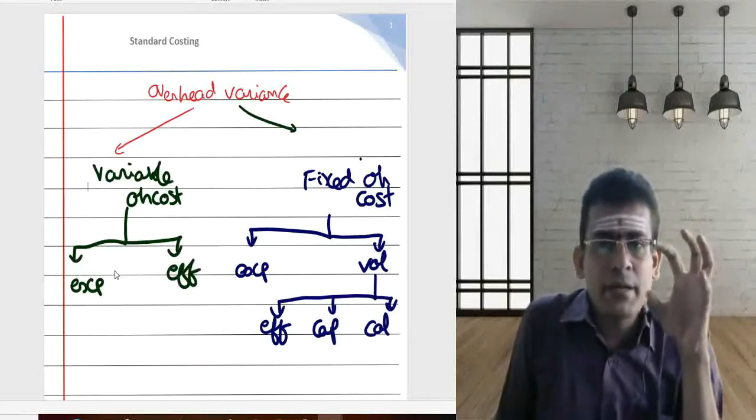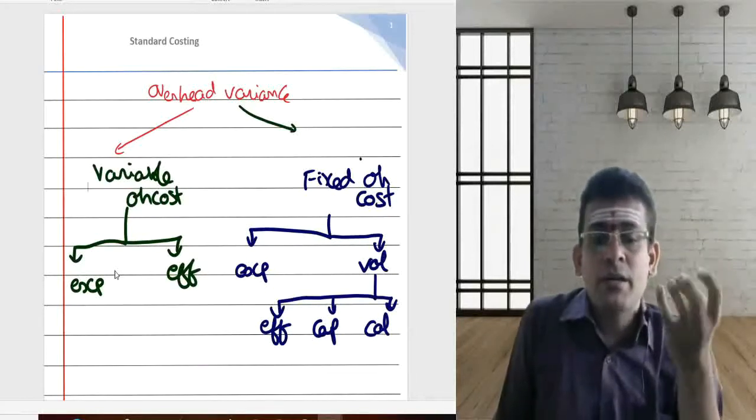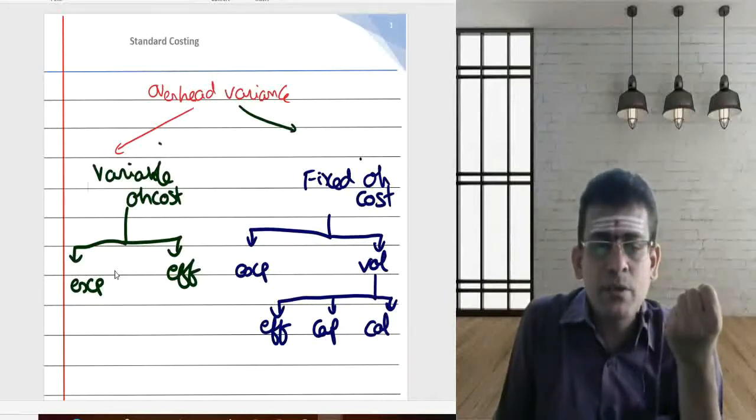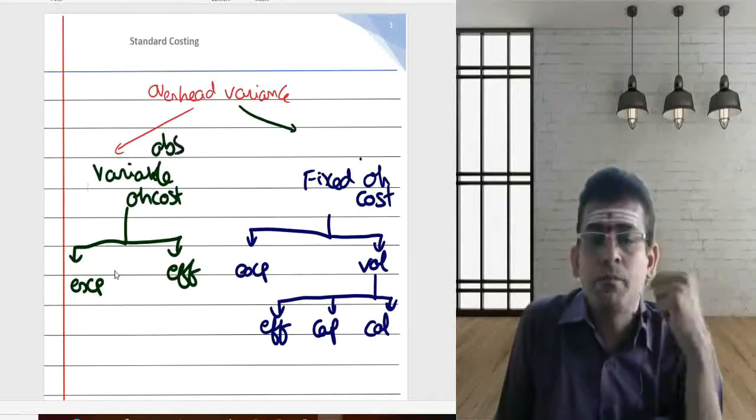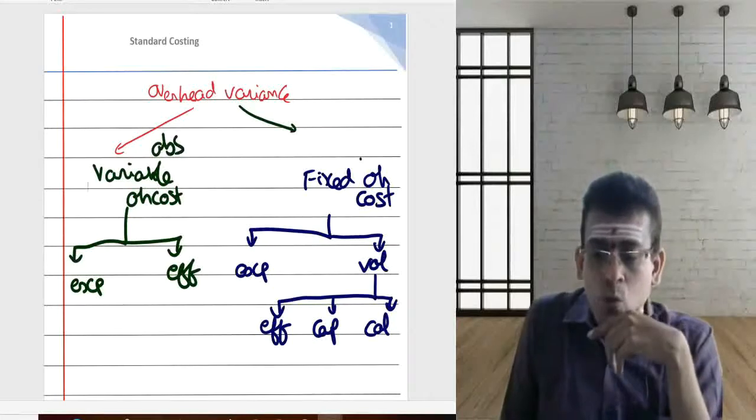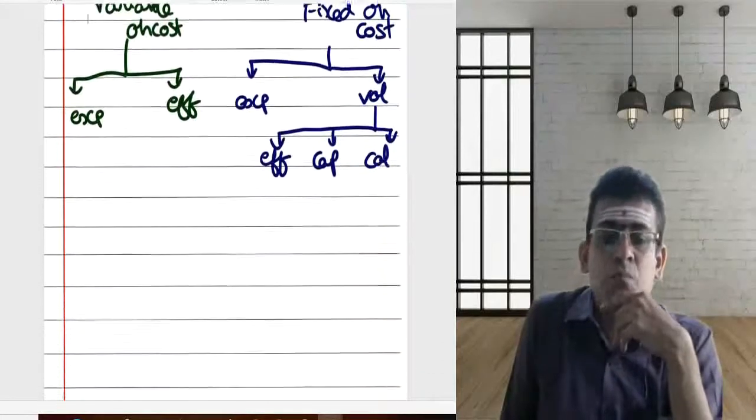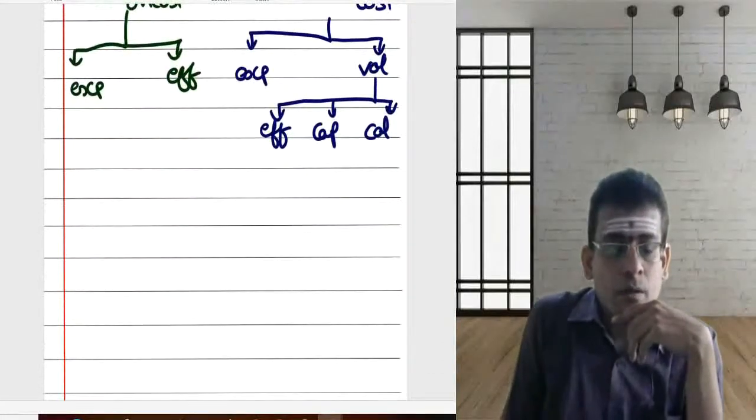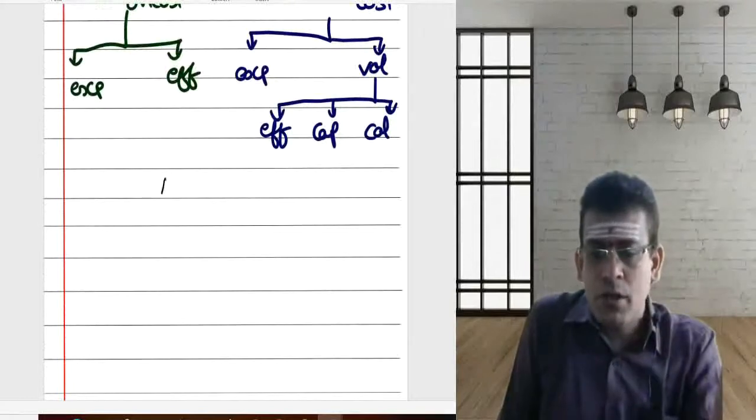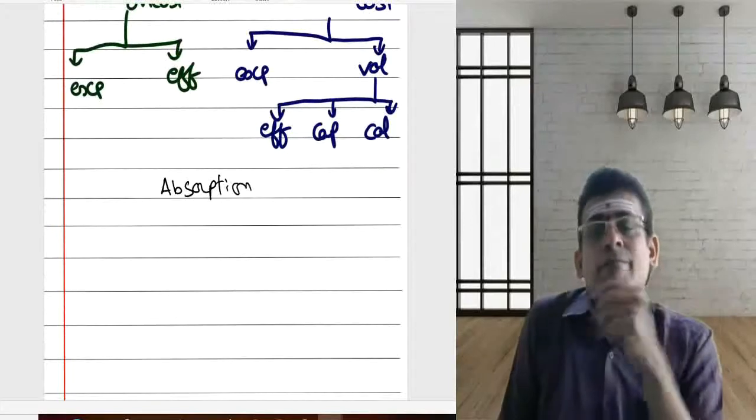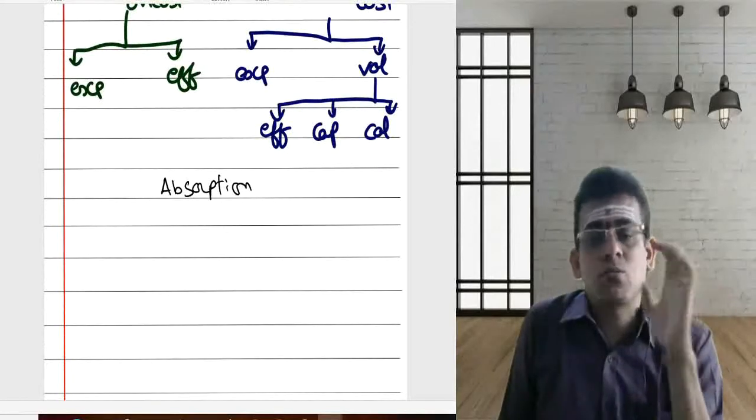Here I will be taking my standard, but here as it is a variable, I need to take something called as absorbed. Now let us get into a new concept which is something called as absorb. Okay, so absorb. Of course, it's not a new topic. We had covered this topic in detail when we were discussing overheads.